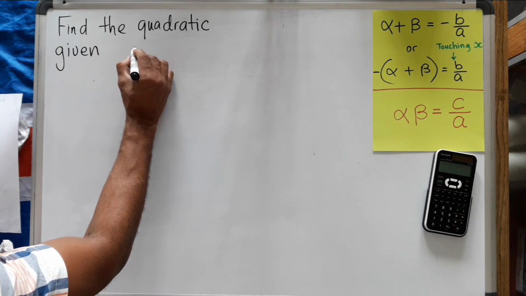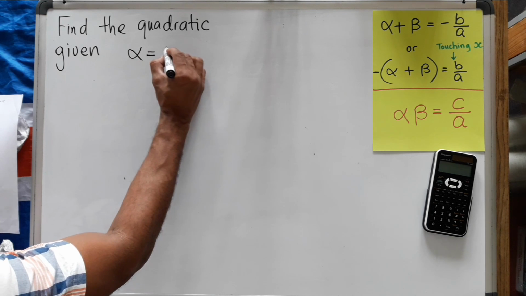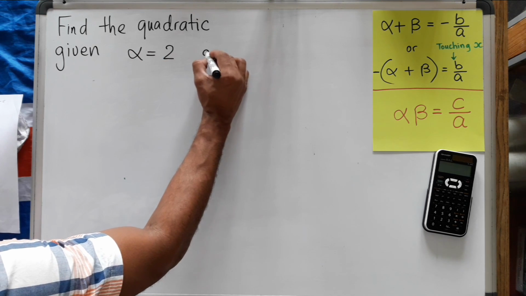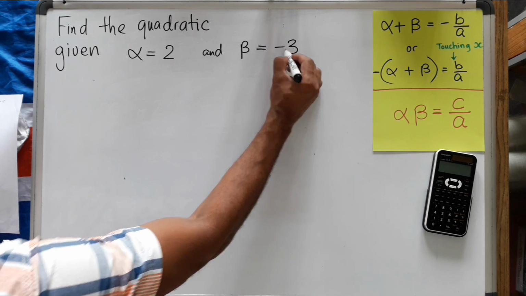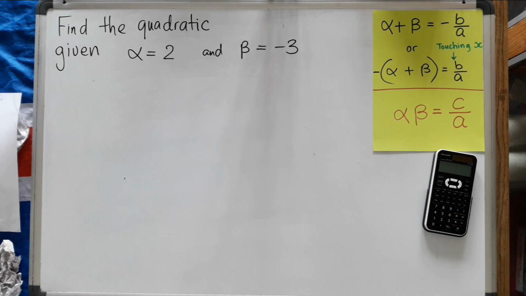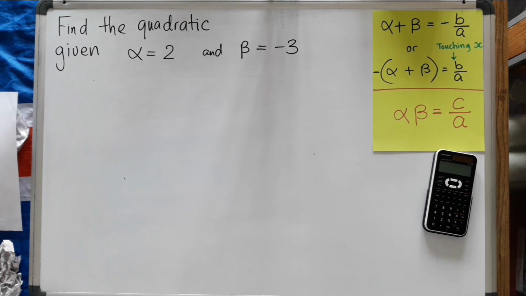Given that alpha is equal to 2 and beta is equal to minus 3. This is a very simple example. This is the easiest one I could think of. So I am telling you alpha is 2 and beta is minus 3. The 2 roots are 2 and minus 3. And I want you to find back the original quadratic equation, right?